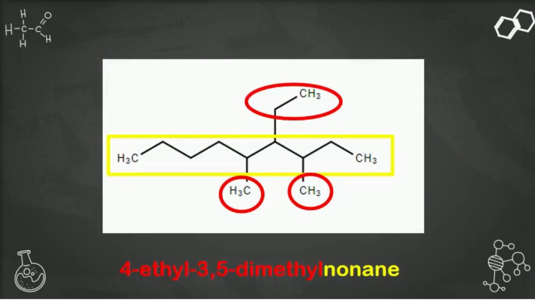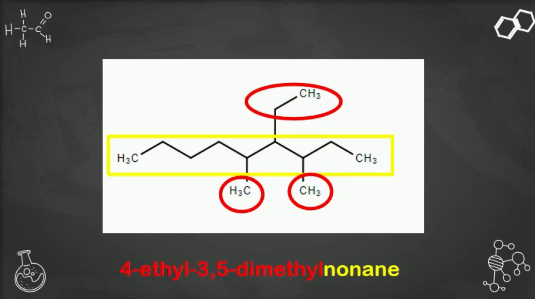So let us combine them now. We have in here alphabetical, so E comes first before M. So it would be 4-ethyl, 3,5-dimethyl, and we don't include the prefix when it comes to alphabetical order. So we have 4-ethyl, 3,5-dimethyl, and then adding the parent name, which is the nonane.